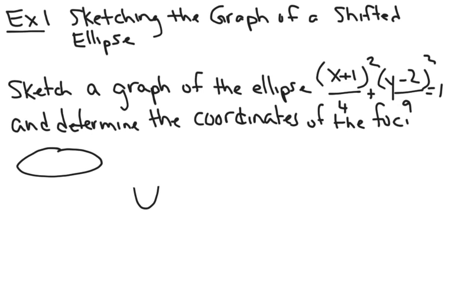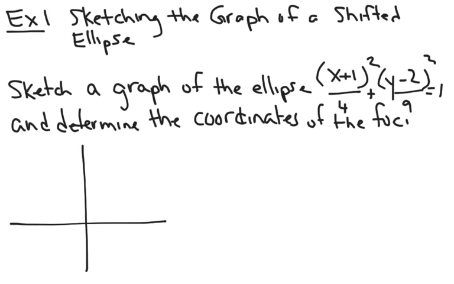Okay, so now the first thing we want to determine is where the center is. The center is at -1, 2, because remember, the center is at h, k. So -1, 2 is going to be here. Then, since it's elongated vertically, we want to find out how many units above and below the center we need to go to plot our vertices. Well, since 9 is a squared, a is 3, so I need to go 1, 2, 3 units above and 1, 2, 3 units below. There are my vertices.